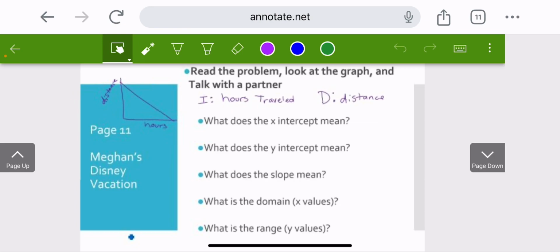Disney. Not Disney. Wait, what, page 11, right? Correct. Each page. Oh, okay.